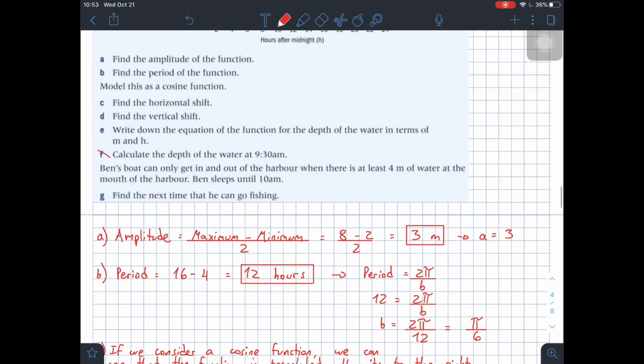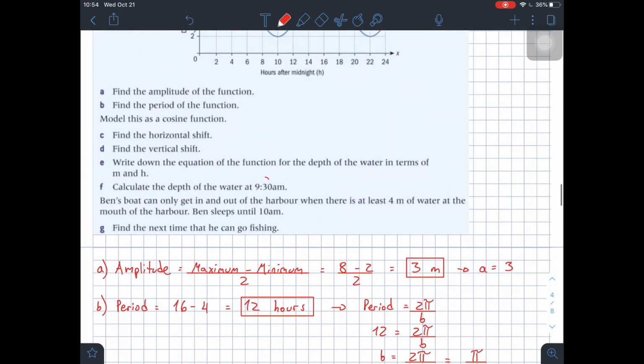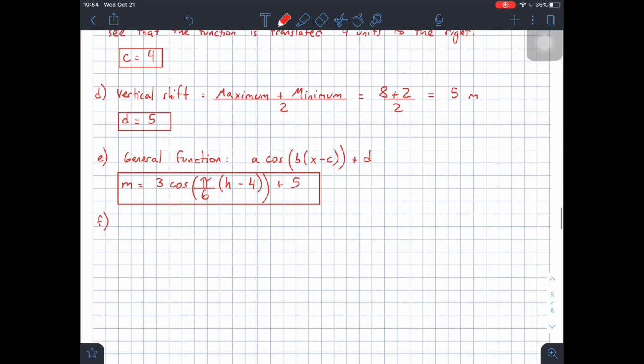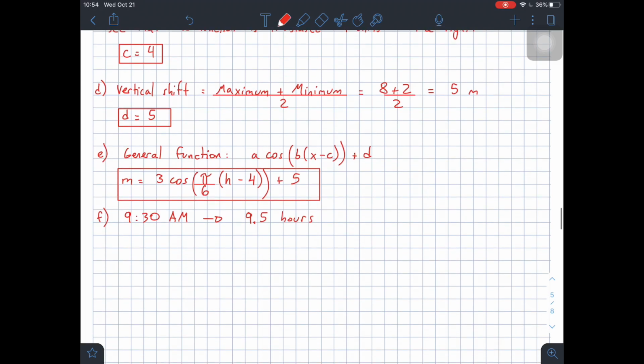Okay, finally, for part F, it says calculate the depth of the water at 9:30 a.m. Okay, so for part F, remember we cannot plug in 9:30 as it is here. We need to turn 9:30 into hours, right? So we could say that 9:30 a.m. is the same as saying 9.5 hours, right? So we can plug in this value of hours into H here, and we're going to get the depth in meters.